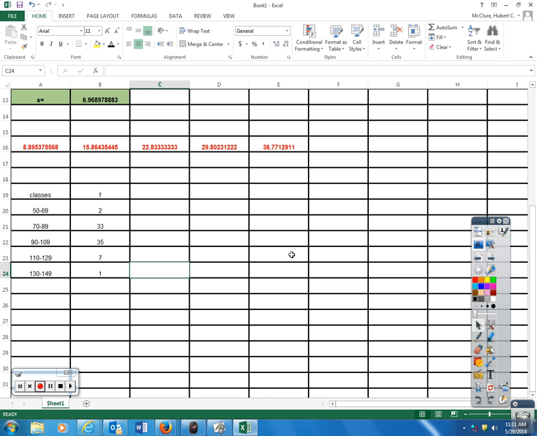Now, as I told you, this right here doesn't really help us very much. I'll go ahead and make these bold for you. These are not very helpful, so we've got to find a number that represents these classes that I can calculate with, and that number is X, which is the midpoint.